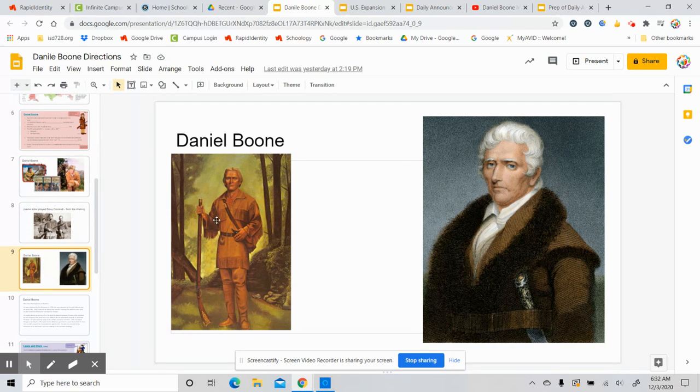If you come here, you can see they took a painting of him and actually used that to design the costume. But this is more likely what he looked like. This is an actual portrait that was done of him while he was still alive. So that's what Daniel Boone would have looked like. This is him in his younger days here.